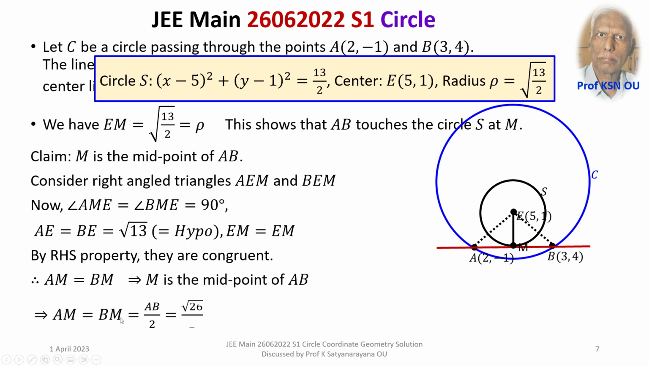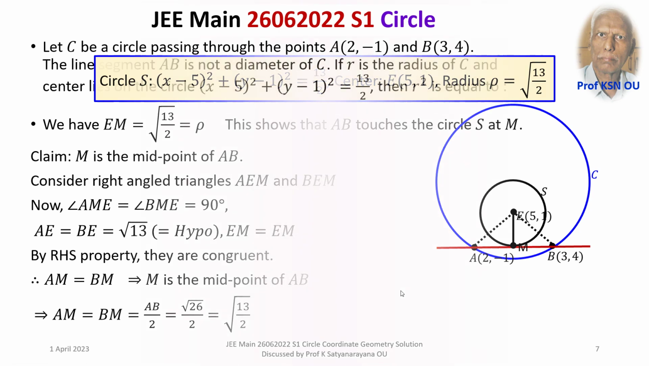Agreed. What will be AM? The length of AM is equal to the length of BM. What will it be? The length of the line segment AB by 2. And again, the coordinates of A and B are known, apply the distance formula. The length of AB will be root 26, so AM is root 26 by 2. After cancellation, this will be the square root of 13 by 2. So M is the midpoint and AM is equal to BM is equal to root of 13 by 2. Agreed. We continue in the next slide.